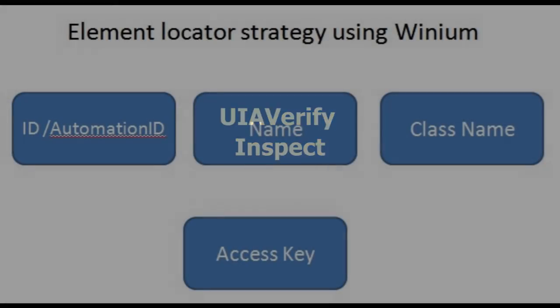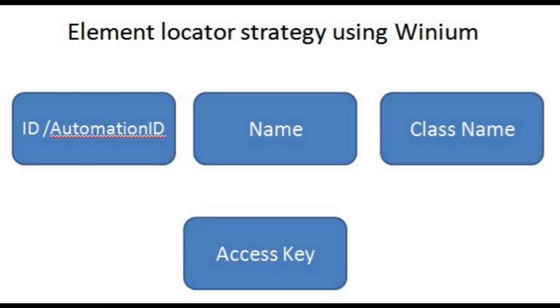But before we jump start and see how UIA verify and inspect tool can help us see the properties of an element, let us first understand how Winium identifies an element, because an element may have many properties, but for automation with Winium we just need to deal with only a few properties. Remaining properties are not of use. With Winium you can find elements in four different ways. As you can see here, you can locate an element with its ID or automation ID. If ID is present for an element, then good chances are there that that ID will be unique and Winium will be easily able to locate the element.